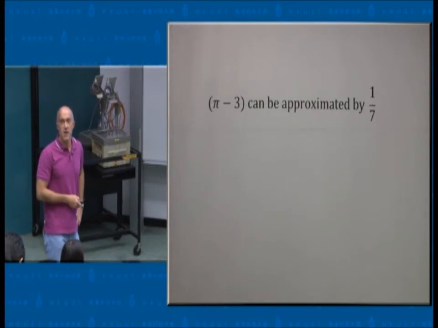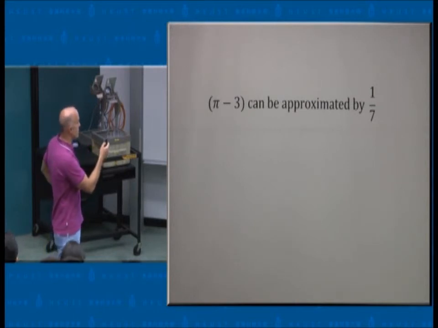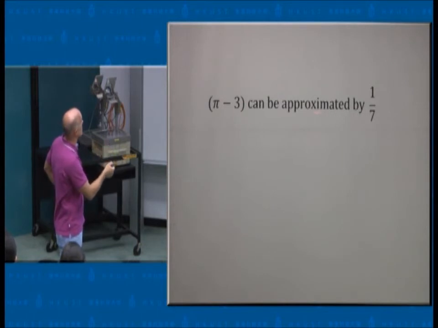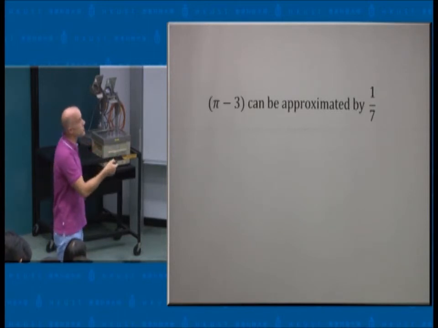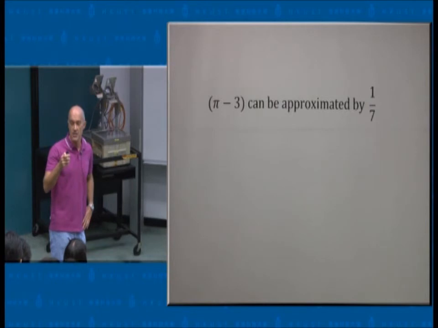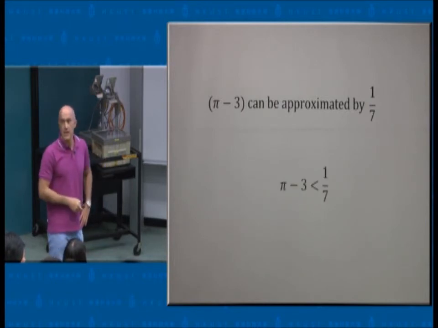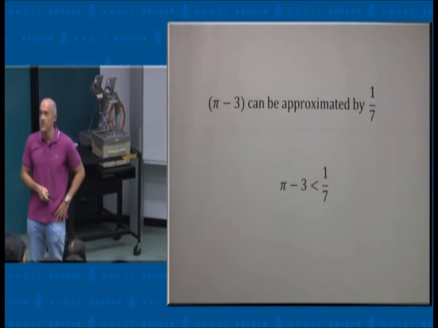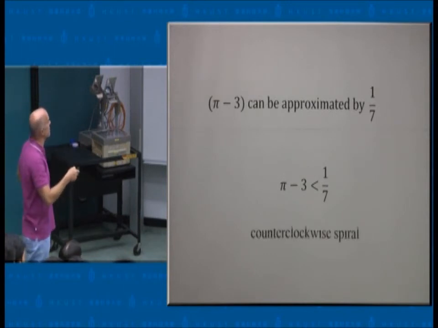22 over 7. Remember our continued fraction expansion? Pi can be represented by 22 divided by 7. So pi minus 3 is about 1/7, 7 spirals. Right? If it was actually 22 over 7, we would get 7 lines. Instead, we're getting 7 spirals, because pi minus 3 is less than 1/7, right? It's just an approximation.